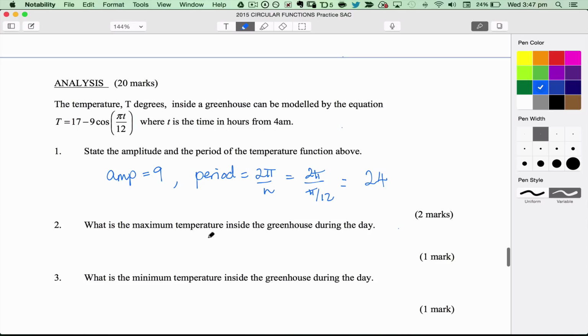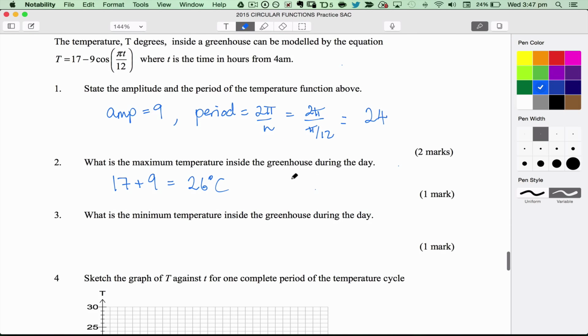Maximum temperature inside the greenhouse is going to be the 17 that it's moved up, plus the amplitude, which is 9. 26 degrees Celsius. It doesn't say Celsius, but we can assume Celsius. I don't think it would be 26 degrees Fahrenheit. What is the minimum temperature inside the greenhouse? That's going to be 17 that it's translated vertically, minus 9, 8 degrees Celsius.